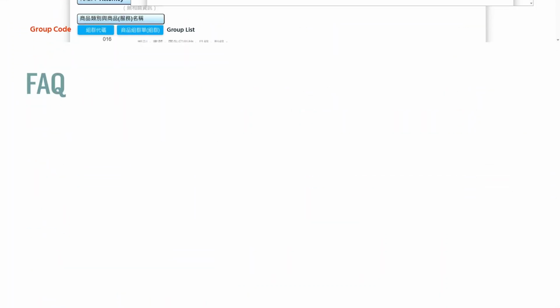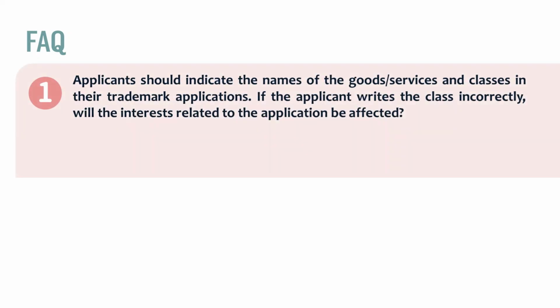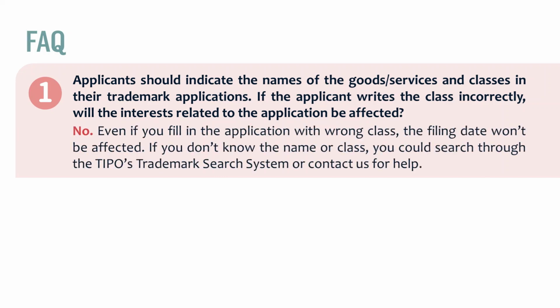Next, here are some frequently asked questions. Question 1. Applicants should indicate the names of the goods or services and classes in their trademark applications. If the applicant writes the class incorrectly, will the interests related to the application be affected? The answer is no. Even if you fill in the application with wrong class, the filing date won't be affected.